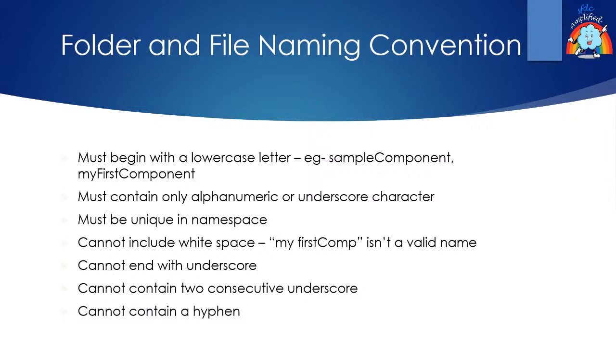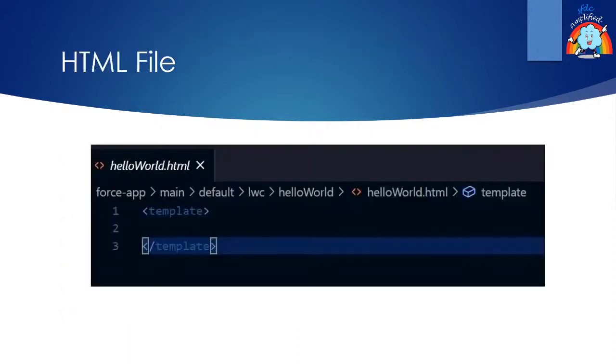Then we should not include white space, like my first component, the space should not be there. It cannot end with an underscore, cannot contain two consecutive underscores, and cannot contain a hyphen. So you can go ahead and try this, and you will see which are needed in the Lightning Web Component name when you are creating.